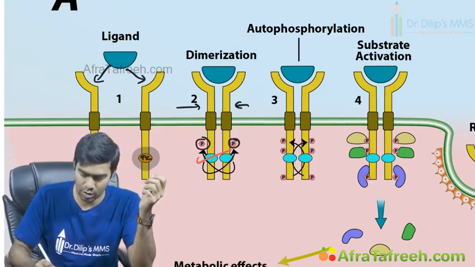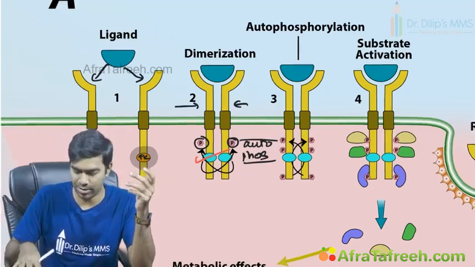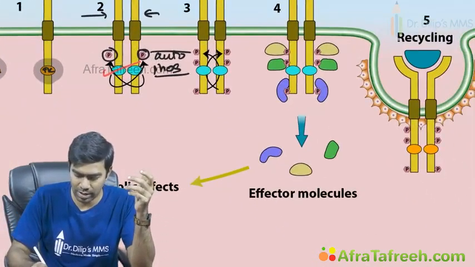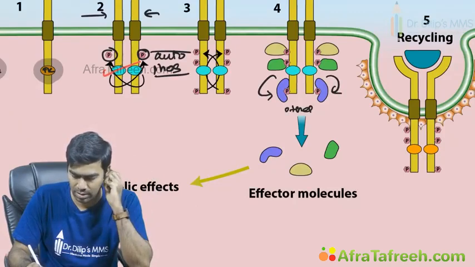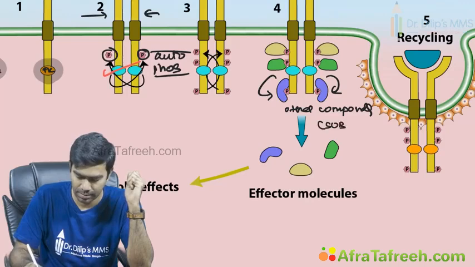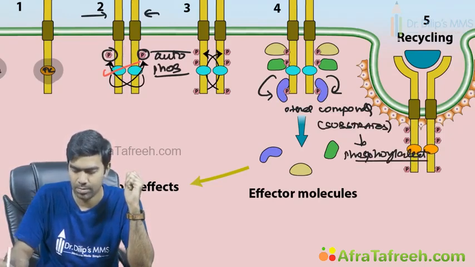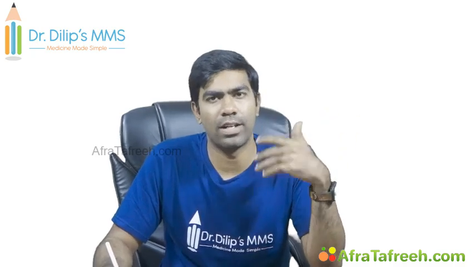So they are going to cause autophosphorylation. Once autophosphorylation happens, they are going to phosphorylate other substances, other compounds. These are called substrates. These also will be phosphorylated. Once they are phosphorylated, they will become more active and they will activate the downstream signaling pathway.